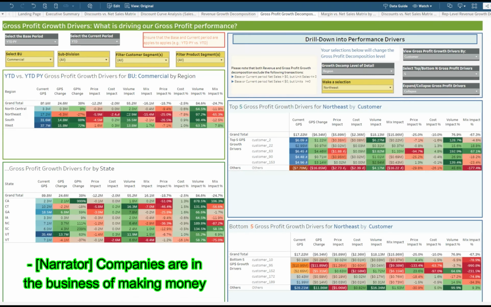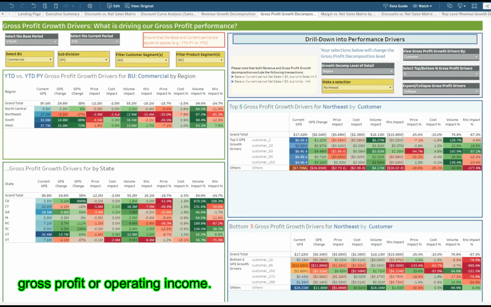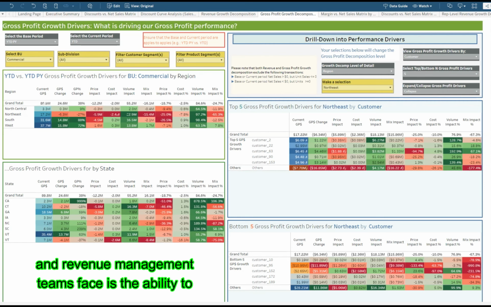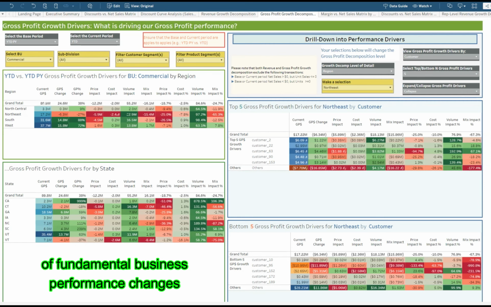Companies are in the business of making money, and most often they care about maximizing their revenues, gross profit, or operating income. One of the biggest challenges finance and revenue management teams face is the ability to systematically diagnose the drivers of fundamental business performance changes near real time.